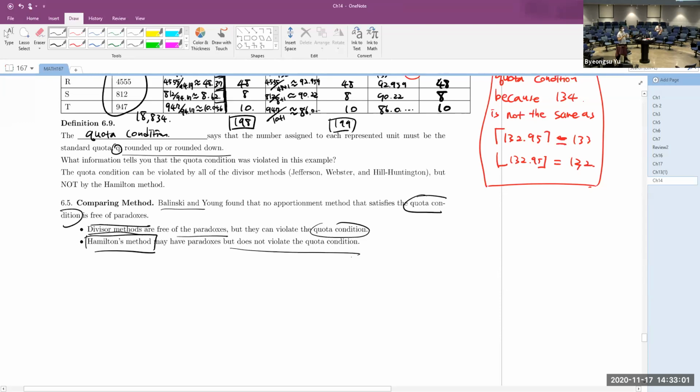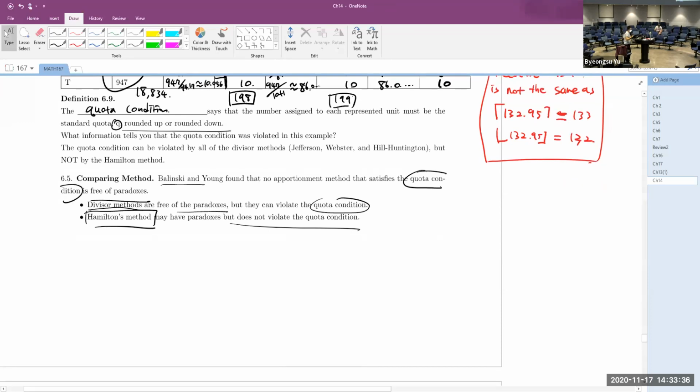So they proved it mathematically. One thing we can learn is that there is no one perfect method for apportionment. If we want to avoid such paradoxes, then we need to violate the quota condition. But if we keep the quota condition, then we need to allow some paradoxes, right? So there is no preferred method in apportionment, right? So that's what we want to learn for business, right?